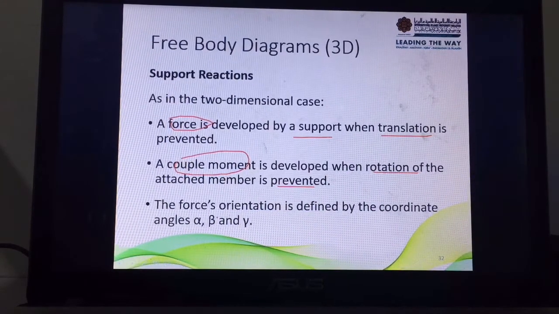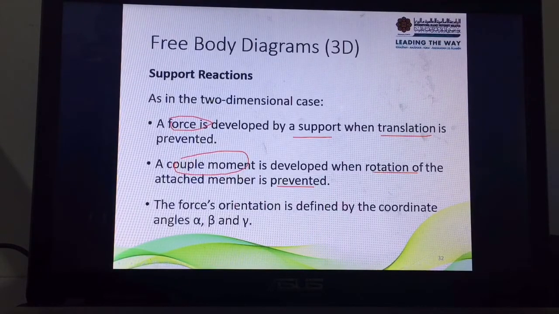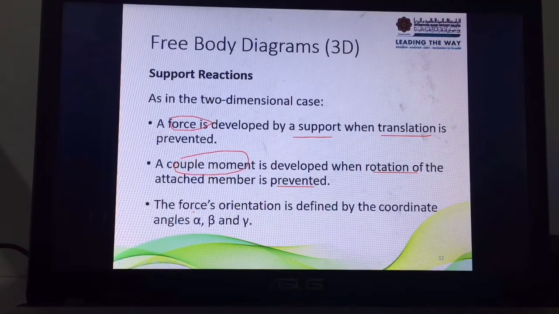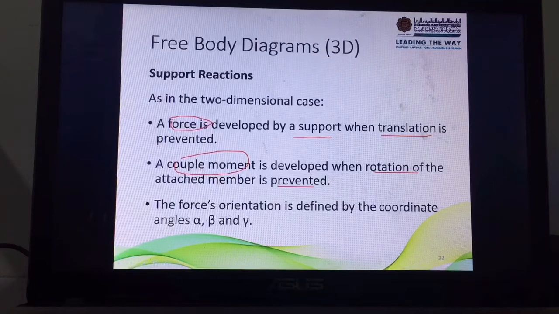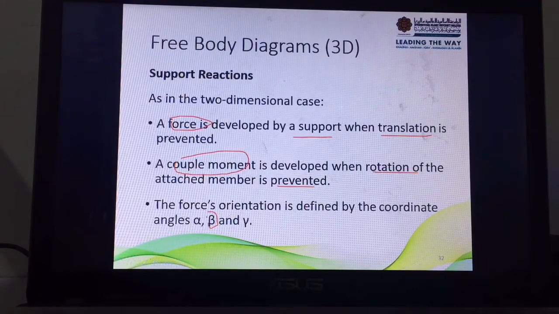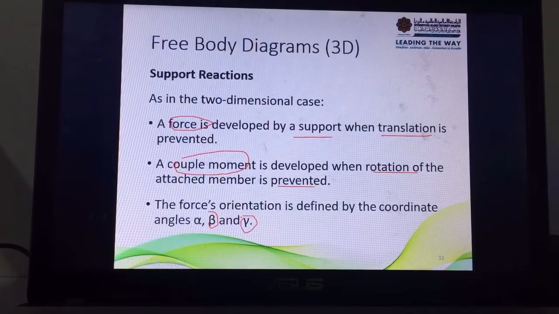You remember from the previous chapter when we learned about force in 3D. Basically you have alpha, beta, and gamma, which are the angles between the line of action of the force in 3D and the axes. Alpha is the angle between the line of action of the force and the positive x-axis. Beta is the angle with the positive y-axis. Gamma is the angle with the positive z-axis.